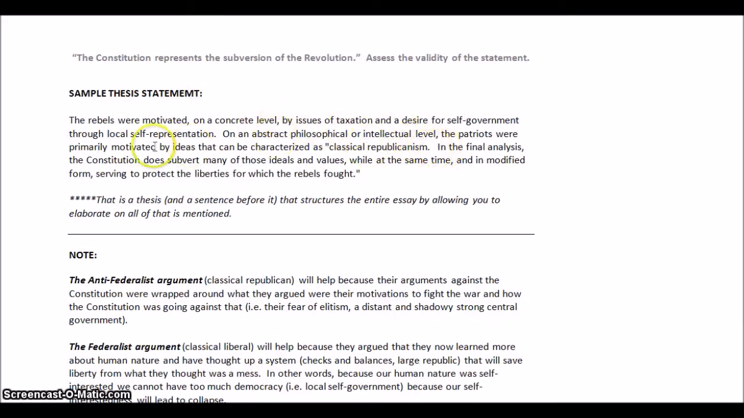In the final analysis, the Constitution does subvert many of those ideals and values, which I mentioned here, while at the same time, and in modified form, serving to protect the liberties for which the rebels fought. So in doing this, I can describe the ways it does subvert by referring to the classical republican arguments, and I can talk about ways it did not subvert by talking about the classical liberal arguments for this section. So this is a thesis that structures the entire essay by allowing you to elaborate on all that is mentioned.